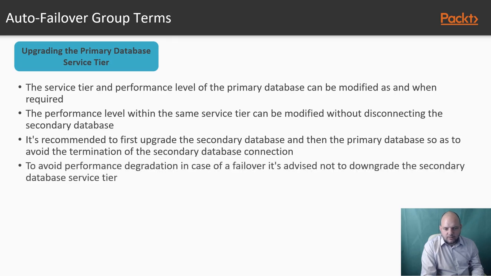If the secondary database is part of an auto failover group, then it's advised not to downgrade the secondary database service tier, and this is to avoid performance degradation in case of a failover.